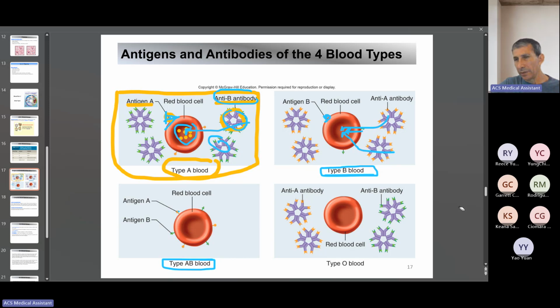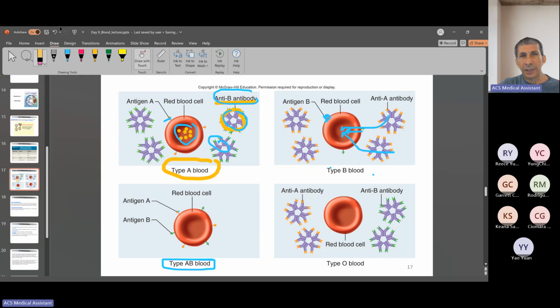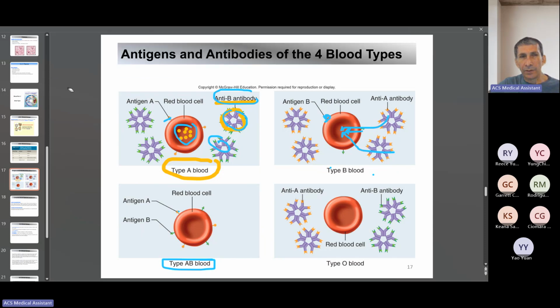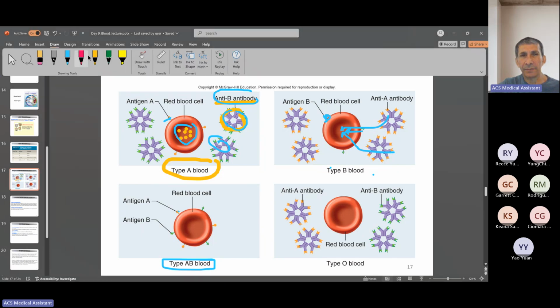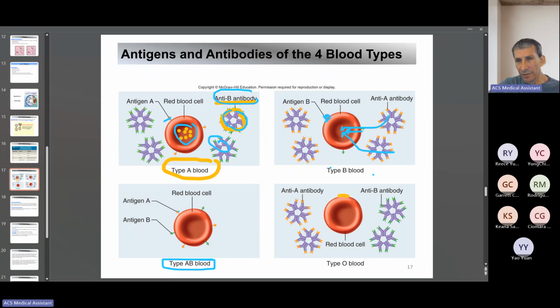Same goes for O. Think about O. O doesn't have antigens. There is no antigens. So outside, nothing. We have the red blood cell right here, but nothing on the outside. But yes, we have the antibody B on the inside and the antibody A on the inside. They are here. This is type O.